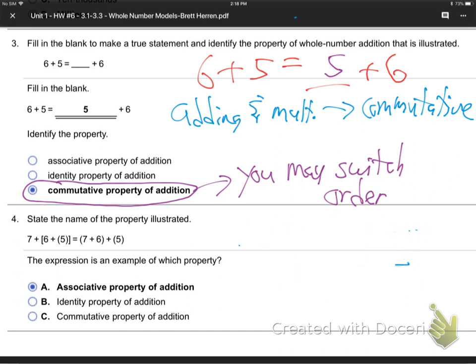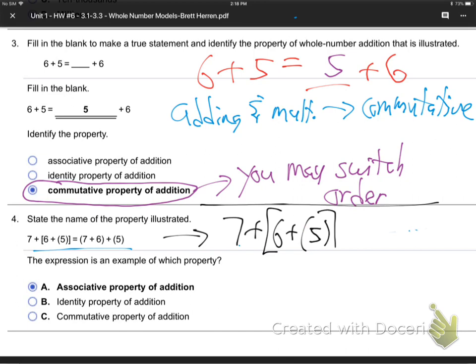All right. Good. Moving on down. Down here, they're doing something a little different. Let me write it up for you: 7 plus parenthesis 6 plus 5 equals 7 plus 6 plus parenthesis 5. That's kind of weird looking.